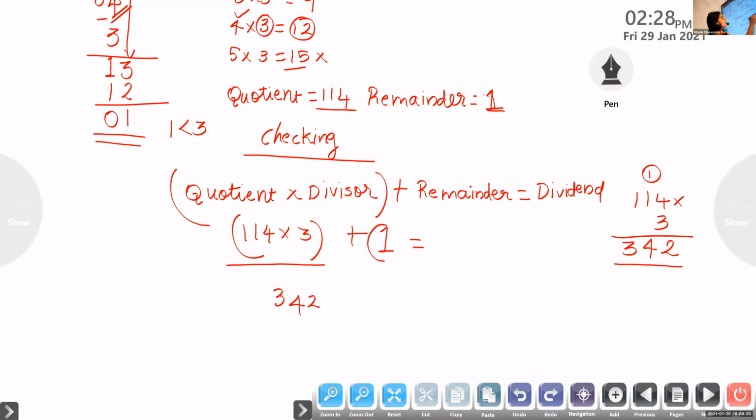With that, what do we have to add? Plus 1 equals 343. Check, is that our dividend? Yes, our dividend is 343. So we got 343 equal to 343. So our division is correct.